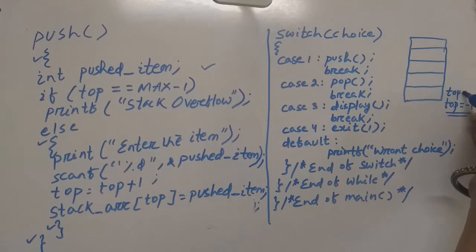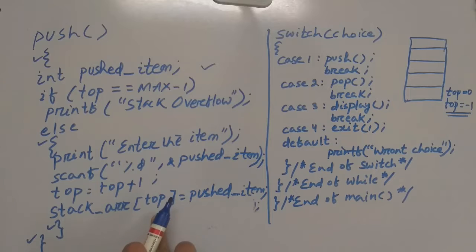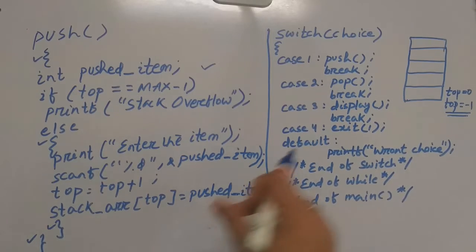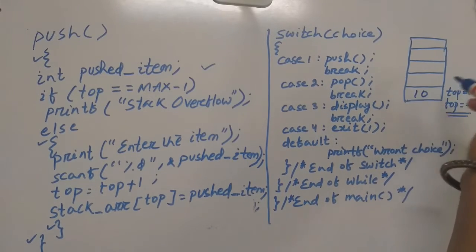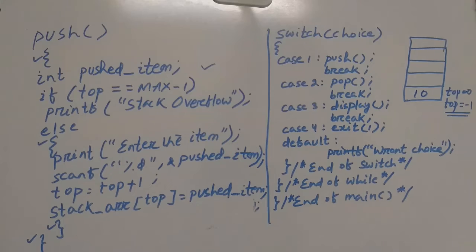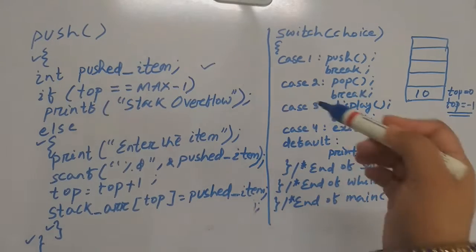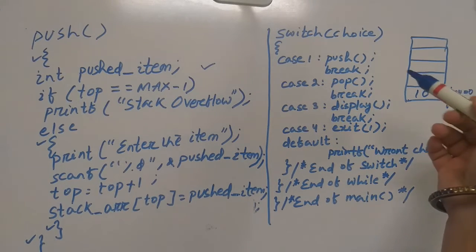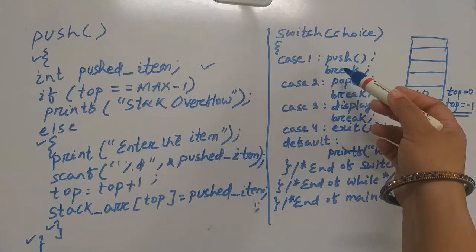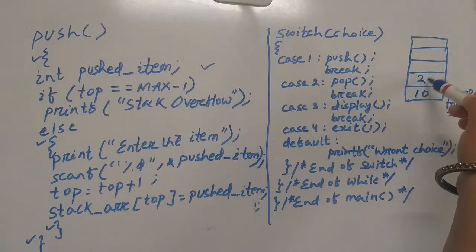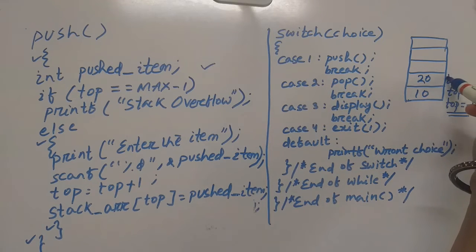Now the top value is equal to 0. So stack array, square bracket top, with the value 0, equal to pushed item. So suppose we want to enter 10, this is next pushed item. Okay. Next, once again if we push another item, we call the function once again. If we push 20, in the same manner the 20 is pushed there.